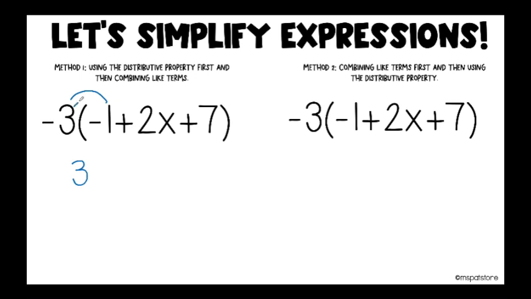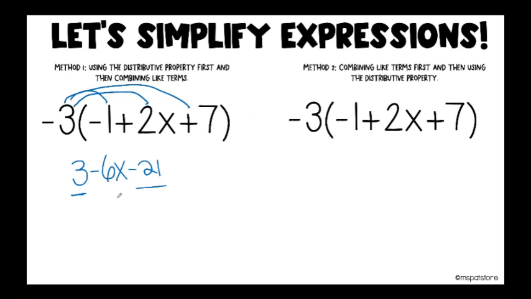Negative 3 times 2x is negative 6x. All right? And last but not least, negative 3 times positive 7. In this case, will be negative 21. Now that I'm done using the distributive property, I am ready to combine the like terms. As you can see, negative 21 and positive 3, they are like terms.